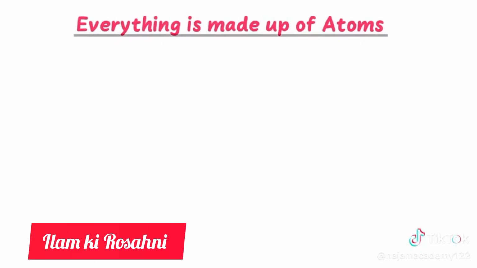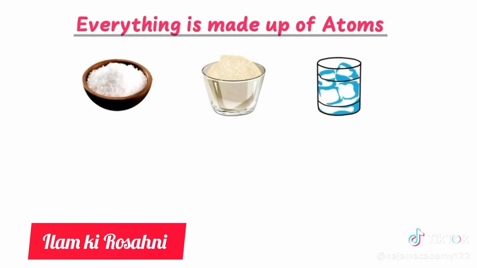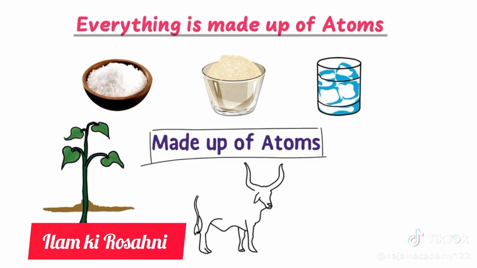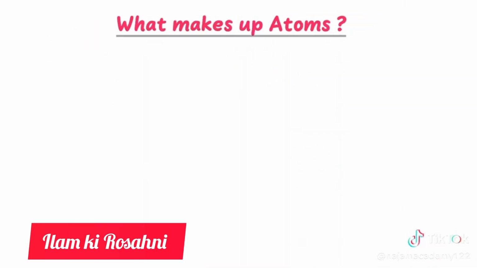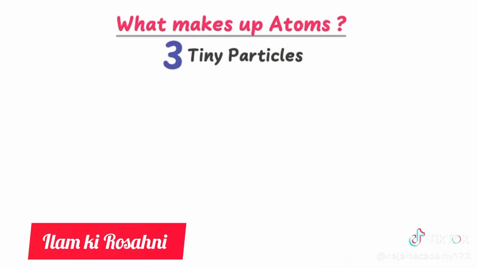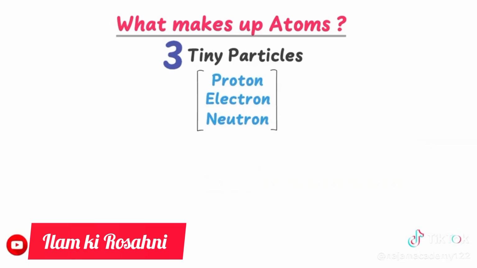Well, we know that everything is made up of atoms. For example, consider salt, sugar and water. They all are made up of atoms. Even plants, animals and human beings are also made up of atoms. Now the important question is, what makes up atoms? Well, there are three tiny particles that make up atoms: proton, electron and neutron.